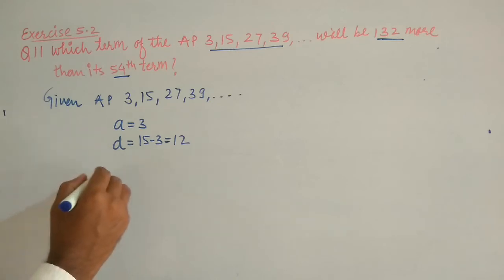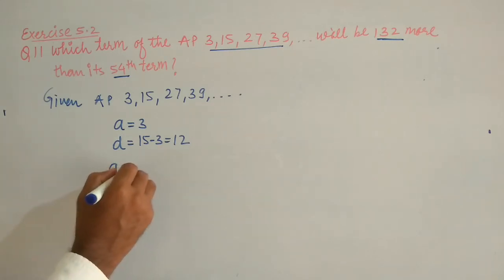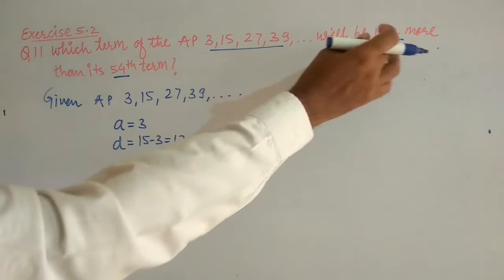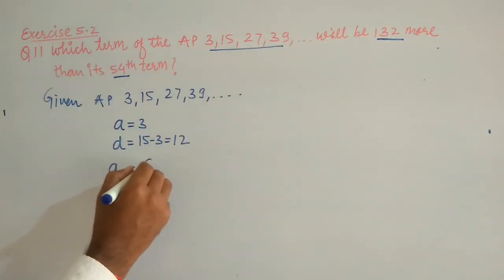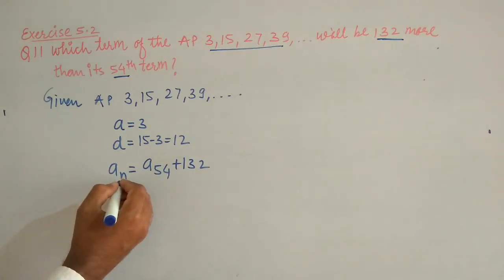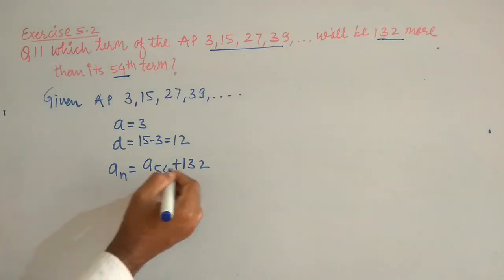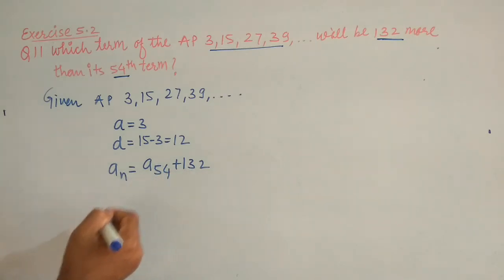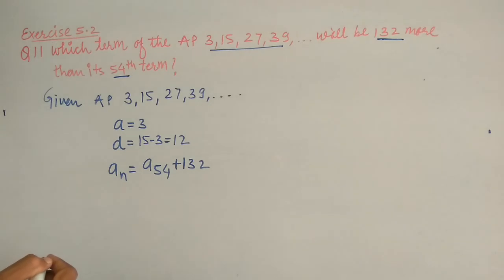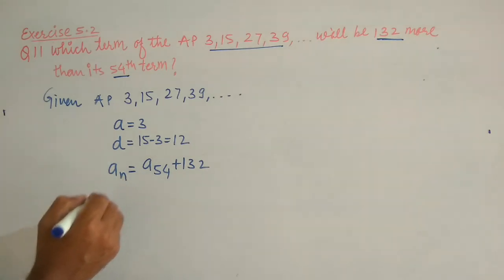Now according to the question, which term? So we assume that that term is the nth term. Okay, so nth term is what? 132 more than 54th term. तो 54th term क्या होगा? ये 54th term, इससे 132 more means ज्यादा है, means we have to find out this nth term, which is 132 more than the 54th term. 54th term से 132 ये ज्यादा है. Okay, so we have to find out this nth term.